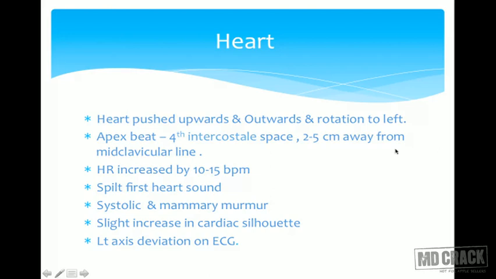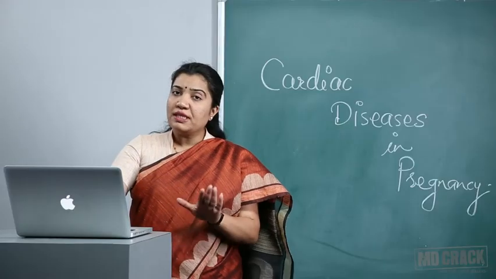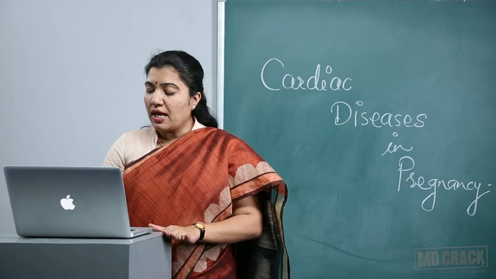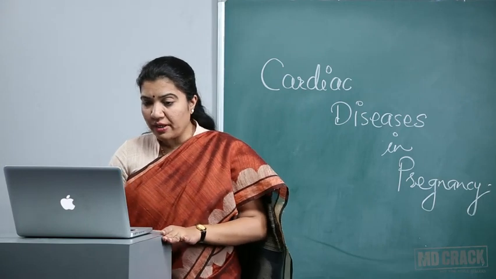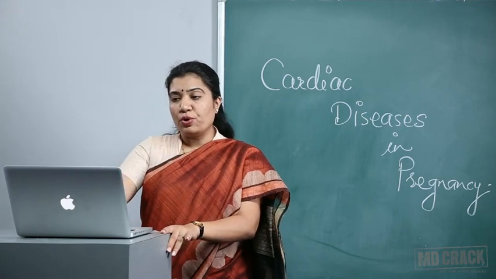Heart rate is raised by 10 to 15 beats per minute. There is a split first heart sound, and a systolic or mammary murmur is present because of increased vascularity. A slight increase in cardiac silhouette is there, and on ECG you will find left axis deviation. So all these are physiological changes, and these are the reasons why the heart is going to get overloaded.